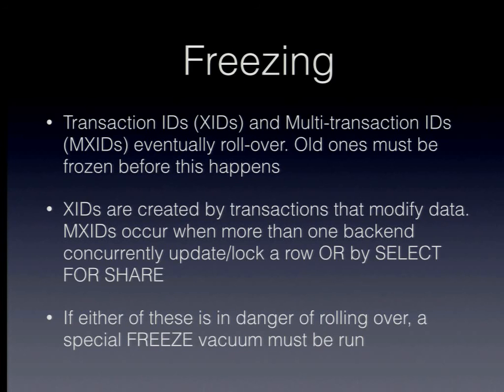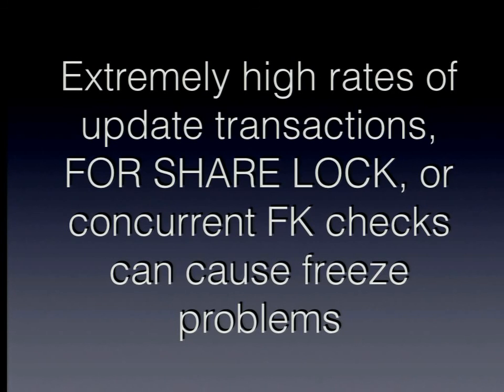And in fact, if you don't handle freezing correctly, eventually the database will stop allowing you to create new transactions, specifically to prevent this problem of all of a sudden your data starts vanishing. So the key takeaway here is that if you have very high rates of update transactions, you do a lot of for share locking, because for share lock will always generate a multi-XACT ID. Or if you have a lot of concurrent foreign key checks happening, that's the other thing that tends to generate multi-transaction IDs. If you have very high rates of those, you can run into problems with being able to freeze your data.